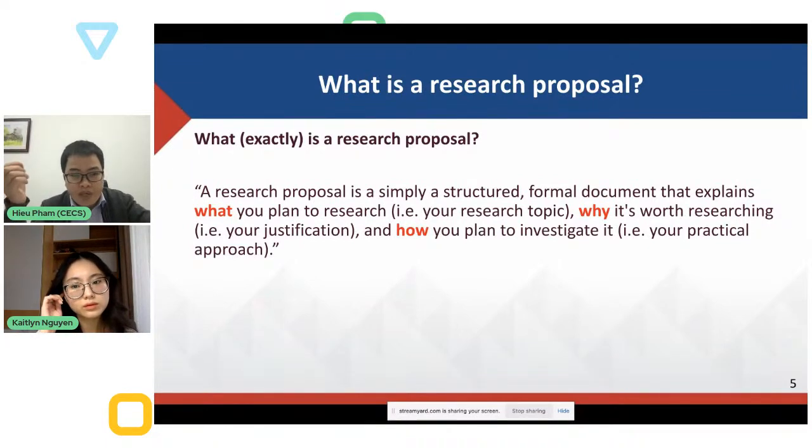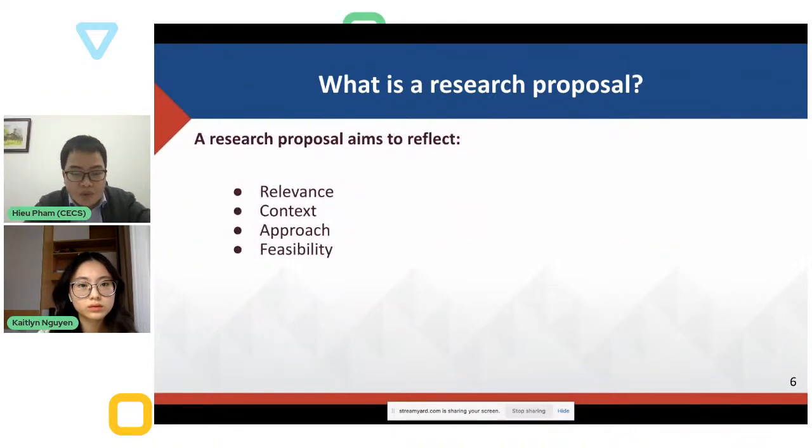If you look here, we have three key points. The first is what you plan to research, which means what your research topic is. The second question is why it's important to research. And finally, how you can achieve the research topic or the research outcome. If you have a document that responds to the three key questions, we call it a research proposal. It's quite simple, right? In fact, a research proposal aims to reflect four key points: relevance, context, approach, and feasibility.